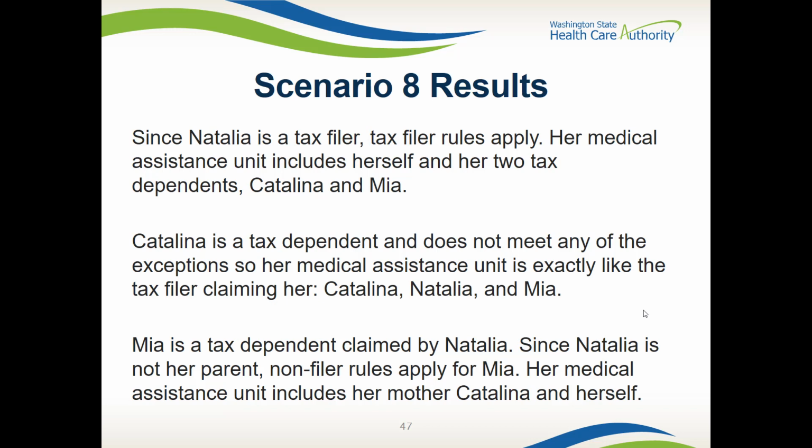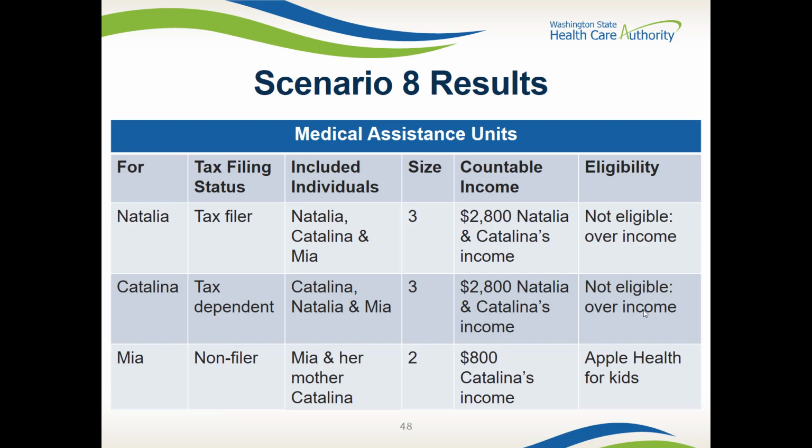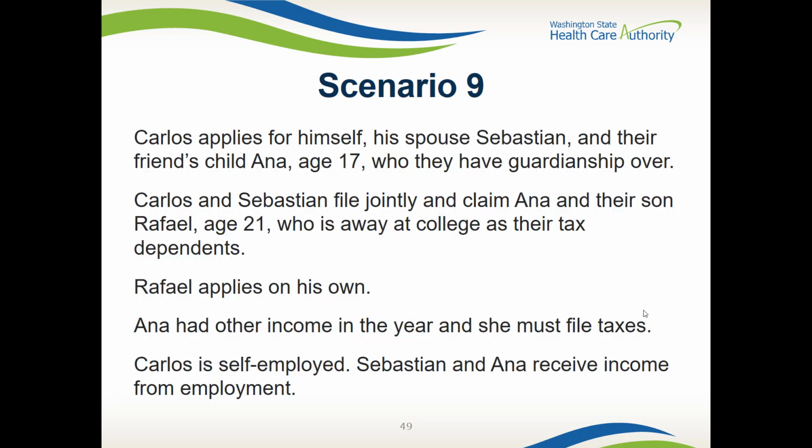Mia is a tax dependent claimed by Natalia. Since Natalia is not her parent, non-filer rules apply to Mia. Her medical assistance unit includes her mother, Catalina, and herself. Here are the results for scenario 8. As you can see in this table, Natalia and Catalina are not eligible, and Mia is eligible for Apple Health for kids.